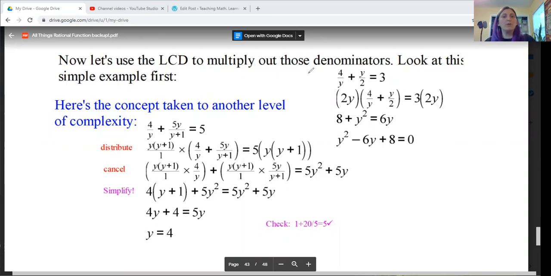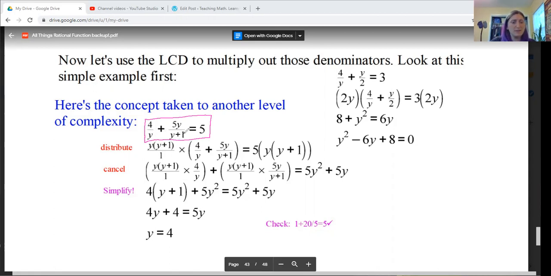All right, don't be overwhelmed like this is crazy. I have this here so that you can see the simplified idea and compare it to the more complex idea, so we can go back and see, oh, we're just doing the same thing. It's just a lot more hairy looking, okay? So we have 4 over y plus 5y over y plus 1. This is our original equation. It equals 5.